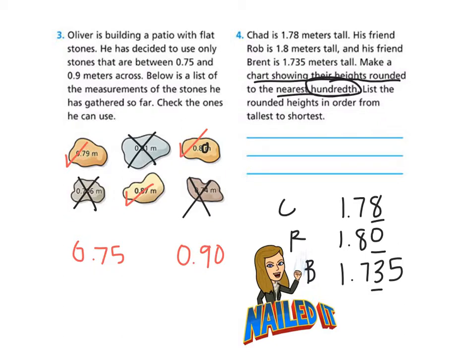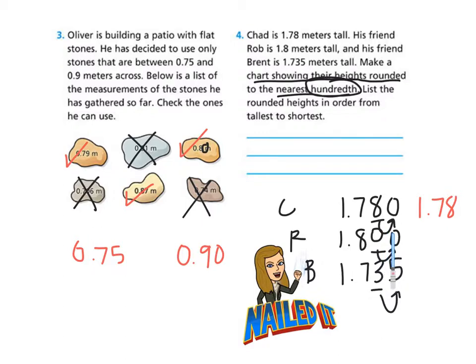So we have 1.80, and 1.735. All right, so if we're rounding, we have to look next door. Uh-oh. Some of these numbers don't have anything next door, so you can imagine there being a 0. Brent has one, though. All right, so Chad, unfortunately, that 0 is not going to bump up your 8. So Chad's height is going to stay at, we'll put the rounded ones in red, 1 and 78 hundredths.